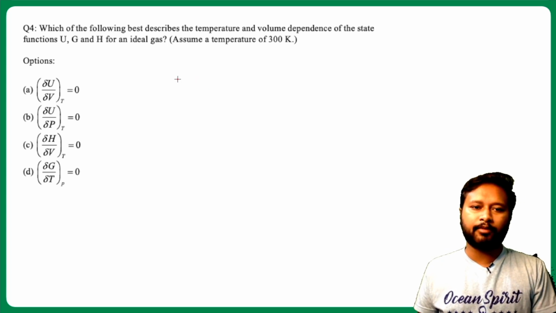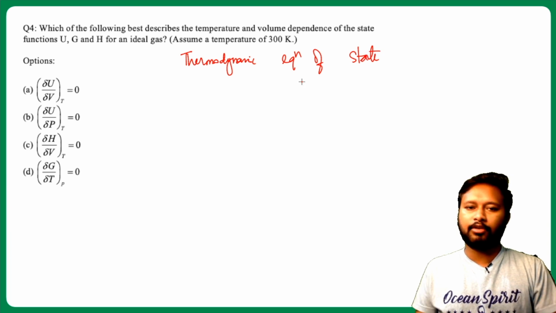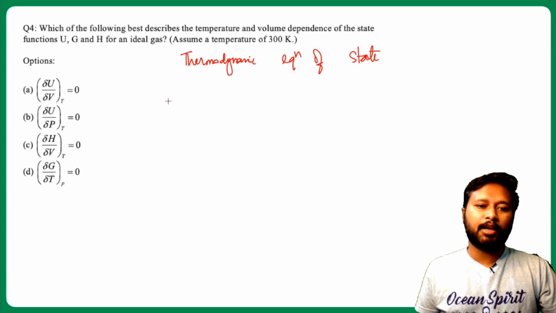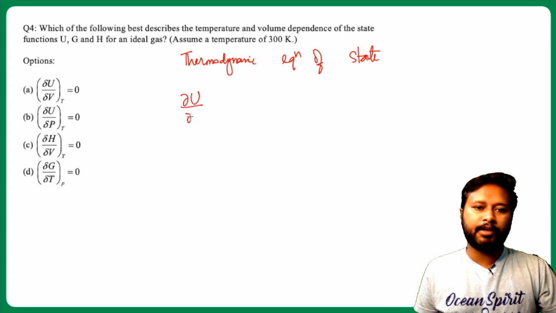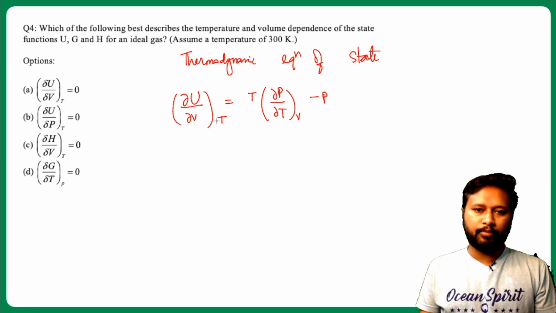So you have to remember a few basic things, that you have two very important equations in thermodynamics. Those are called thermodynamic equations of state. Now these thermodynamic equations of state are basically zero for an ideal gas. According to the first thermodynamic equation of state, you have del U by del V at constant T, and this is equal to T del P by del T at constant V minus P. That's what you have. Now you have to use your ideal gas equation to put the values here.